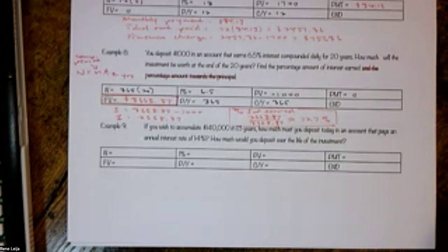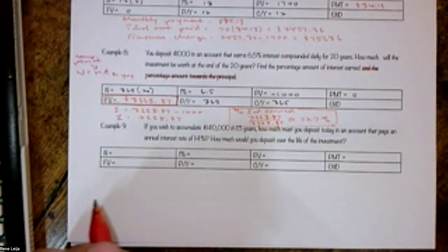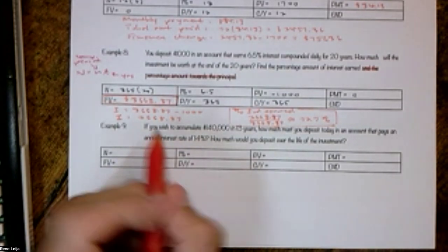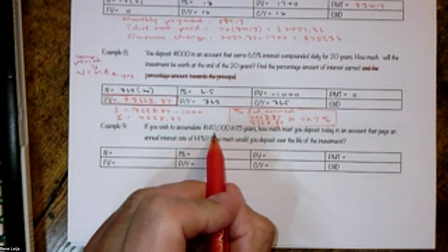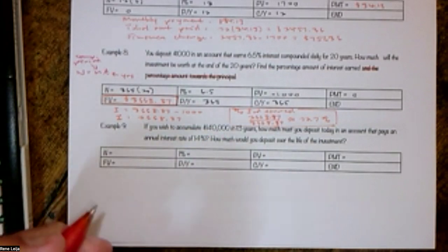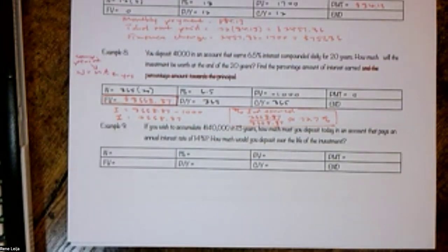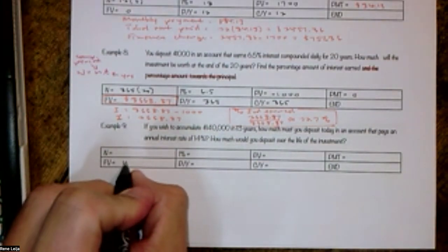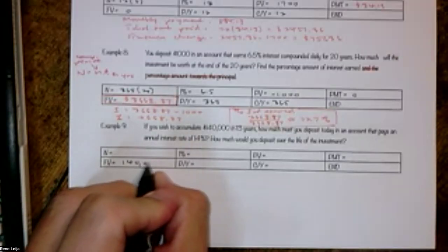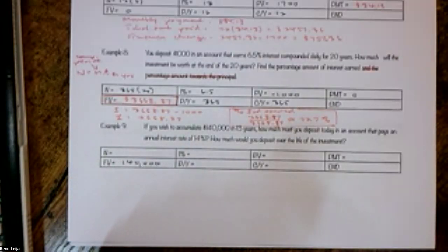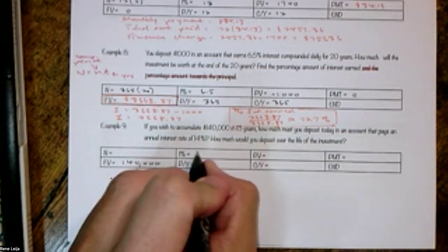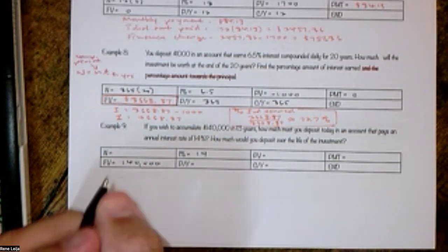All right. So we are going to do what? We want to accumulate $140,000. So that's not present value. That's what the future value would be. So we want $140,000 at the end of this period. Okay. I know the interest rate is 14%.